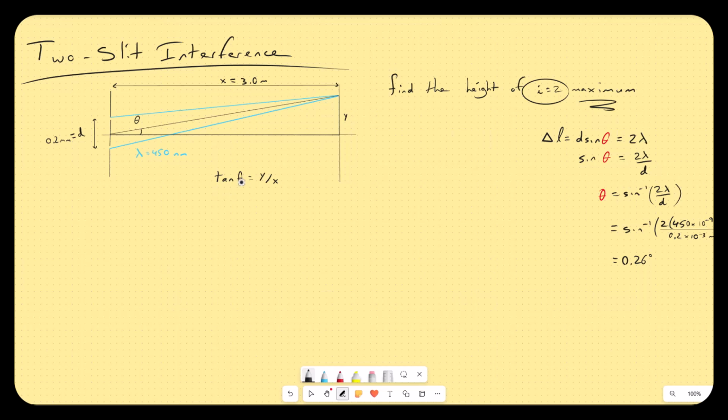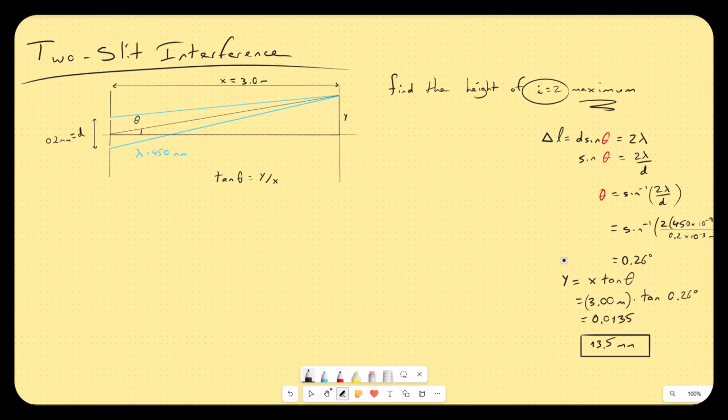And then I'm going to say I'm looking for y. Y equals x tan theta, so I've got 3 meters times the tangent of 0.26 degrees, and I get 0.0135 or 13.5 millimeters for my height.